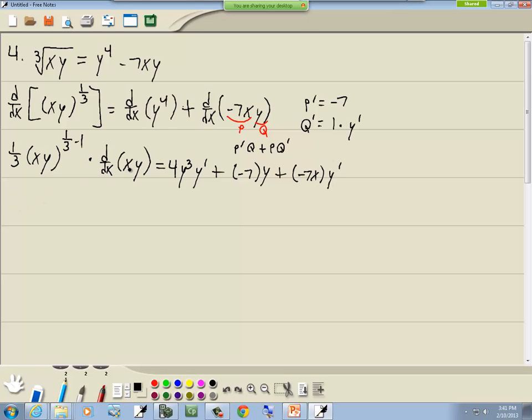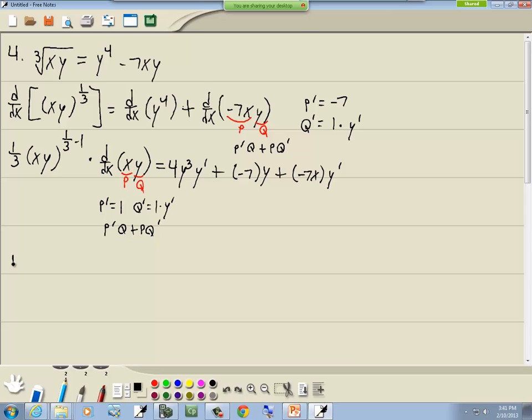Now this over here is also the product rule. This would be my p, and this would be my q. P prime, the derivative of x, is 1. For q prime, the derivative of y is 1, but we have to add on a y prime. Because again, whenever you're taking the derivative with respect to x and it's really y, you have to add that on.